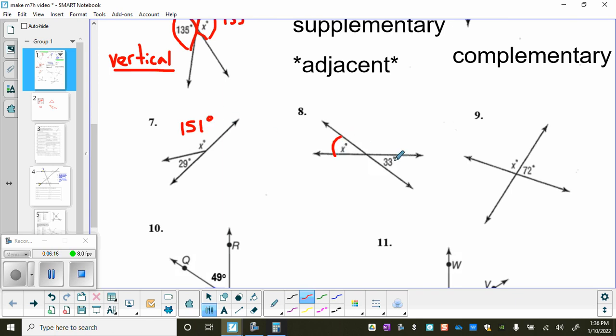Here, nice little bow tie, I've got the vertical angles. Those are vertical angles, so that has to be a 33 degree angle. And right here, X and 72 form this straight line right here. So it looks like we have supplementary. This is supplementary. And to get up to 180, that's going to be a 108 right here.